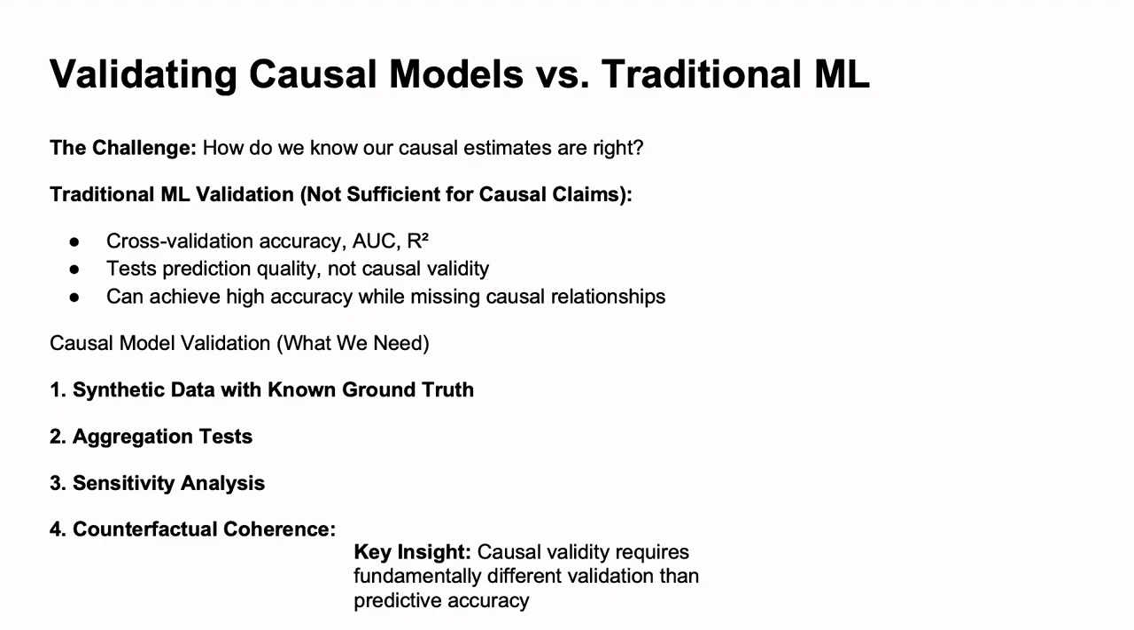With causal inference, one thing we can do is create synthetic data where there's ground truth, so we know the underlying data generating process, and we can measure how well a model is able to identify the causal effect. There are also aggregation tests we can do, and most importantly, sensitivity analyses. We can run a variety of analyses to measure how sensitive your causal estimate is to the assumptions you made in the process. Lastly, you can look at counterfactual coherence, looking at how well the distributions line up. So the key insight here is that causal validity requires fundamentally different validation than traditional predictive accuracy.